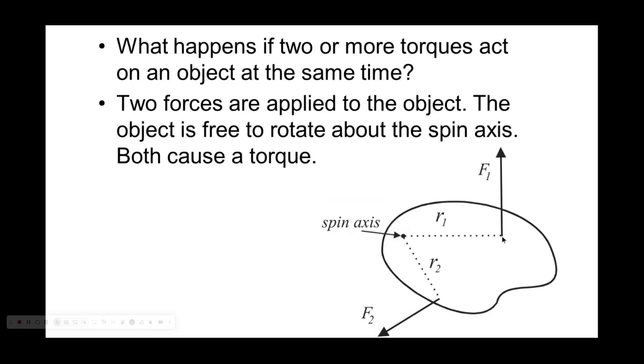If you have more than one torque applied to an object at the same time, then you have to add them together to get the total torque. And torque is a vector quantity, and so you're going to have to pay attention to which way the force is being applied.